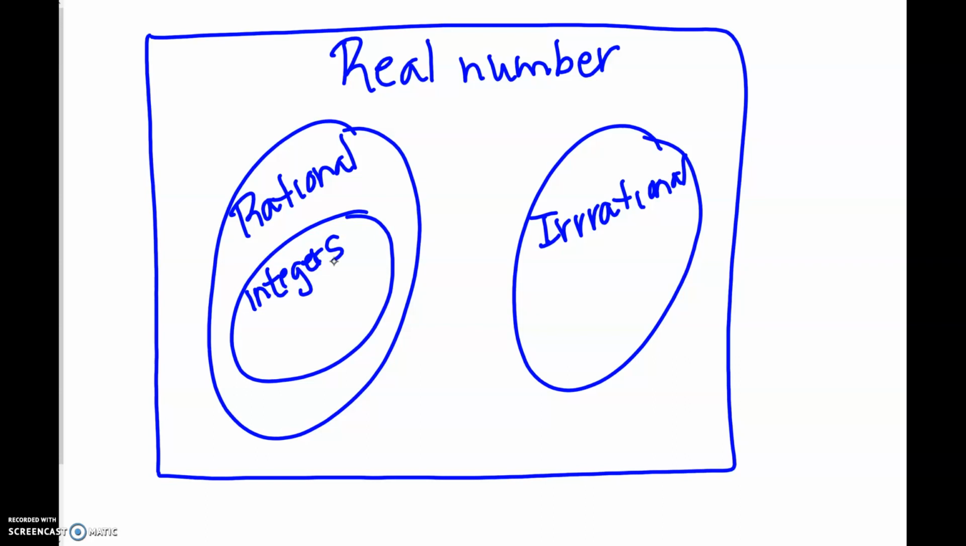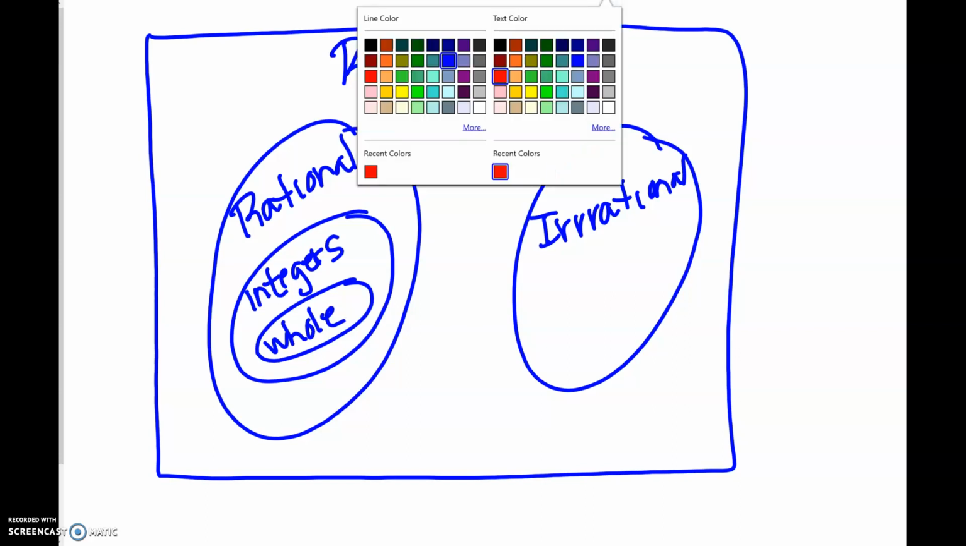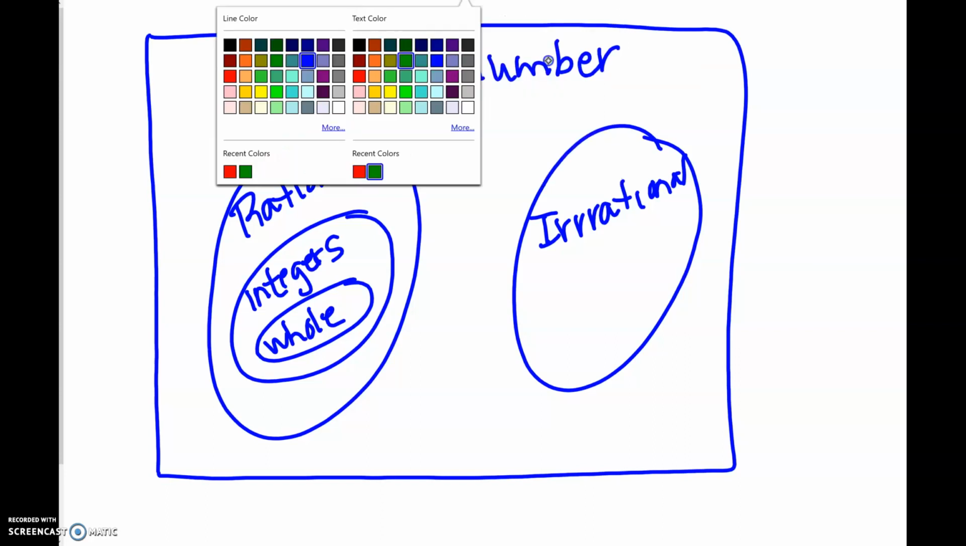And a subset of integers is whole numbers. So the most restrictive is whole, and notice that rational and irrational do not overlap. They do not have any numbers in common. So let's try classifying a couple of numbers here.